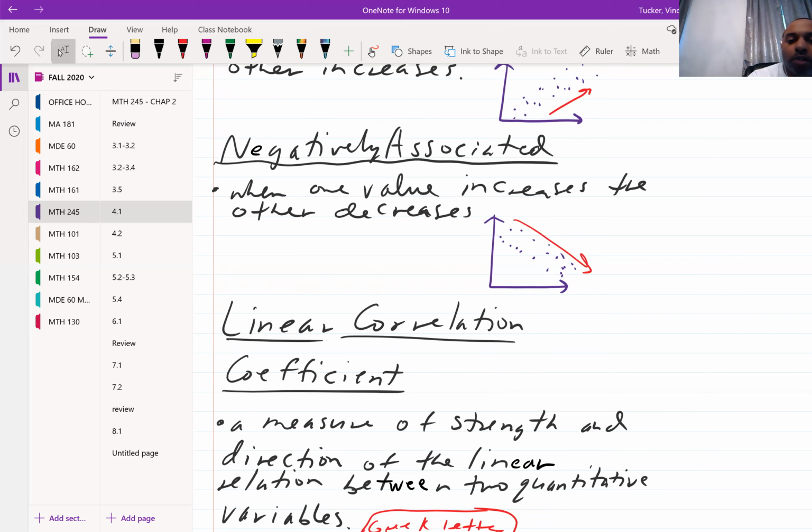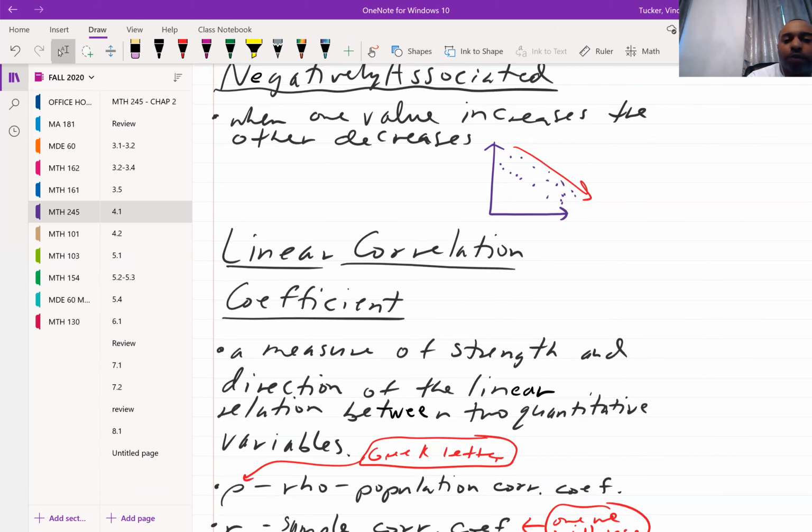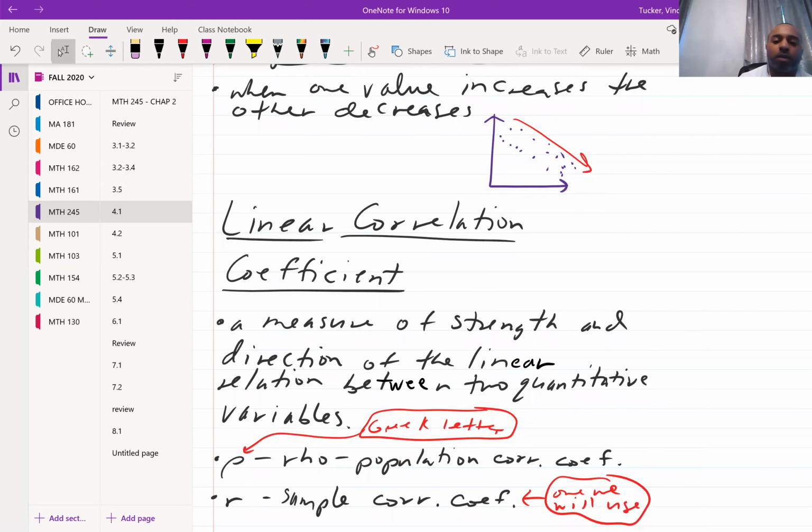All right. The linear correlation coefficient is a measure of the strength and direction of the linear relation between two quantitative variables. Remember before we talked about symbols used for your population versus symbols used for your sample. So there's the Greek letter rho. I know it looks kind of like a P, but it's actually the Greek letter rho. That's what I have right here.